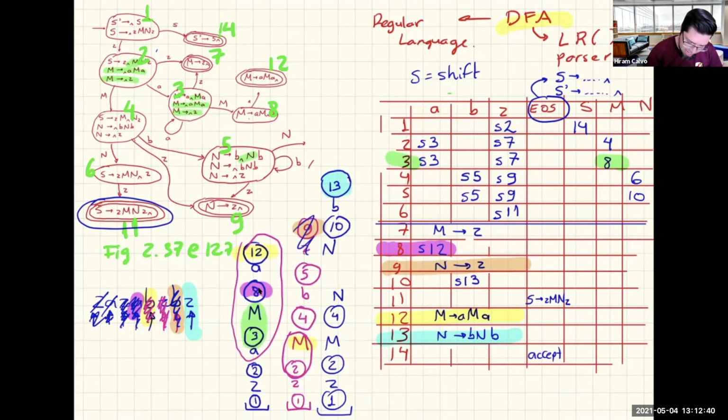So now our stack is 1Z, 2M, 4N, and we have 4 and N, 4 and N goes to 6. We add a 6 here. 6 and Z, it says shift it and move to 11. So we will shift this Z and move to 11. Yes, let me move this a little bit to the left so it doesn't confuse you.